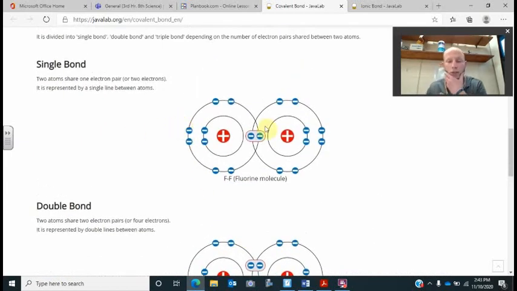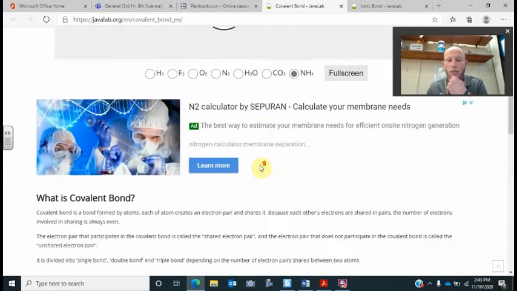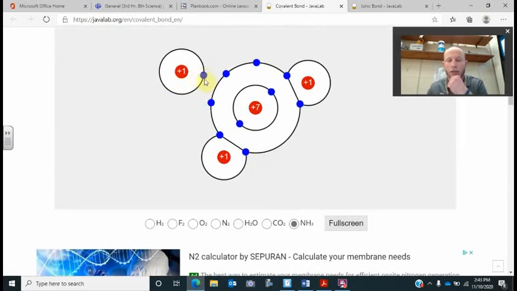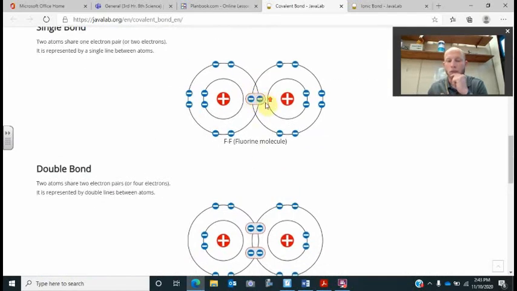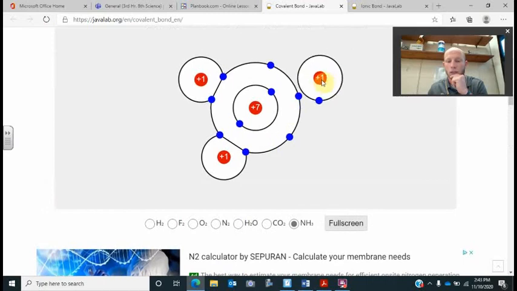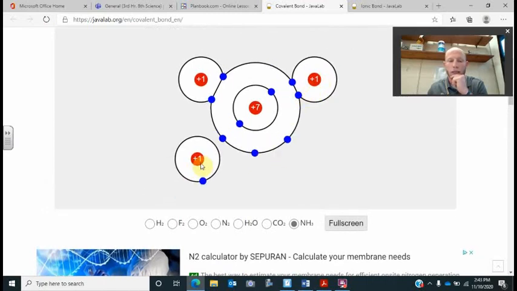Here's some stuff down here below that shows a single bond. So right here, if hydrogen only has 1 electron to share, he's going to share a single bond. So these 2 electrons right here is what it's showing. So this is a single bond, right? This is a single bond. And here's a single bond.